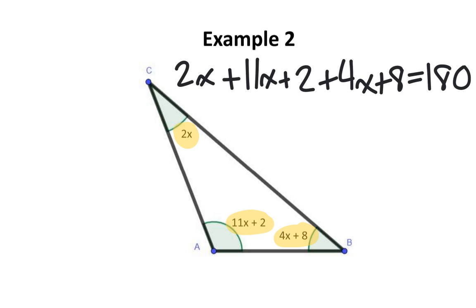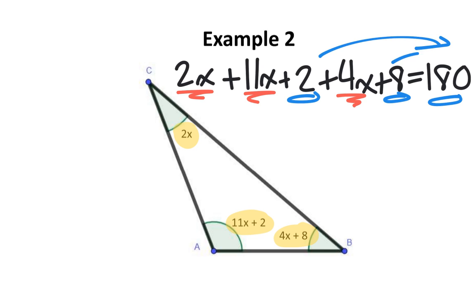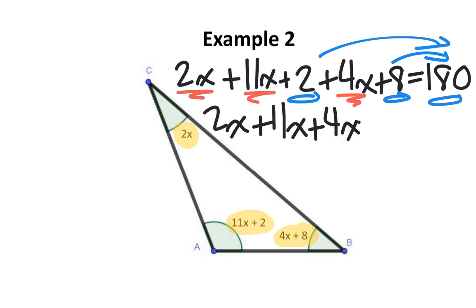Now that we have an equation, we can identify like terms. 2x, 11x, 4x are all like terms, while 2, 8, and 180 are also like terms. I'm going to move 2 and 8 to the other side of the equation. When I move them to the other side of the equation, they are no longer positive anymore. They are now both negative.